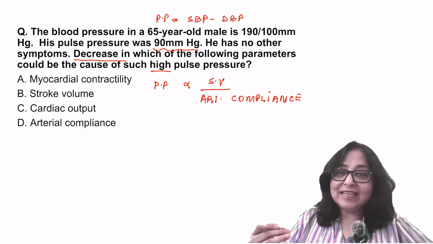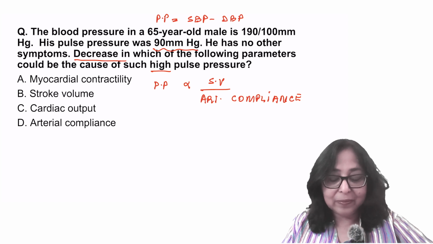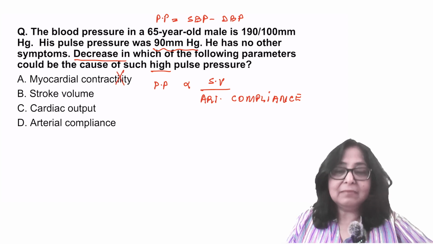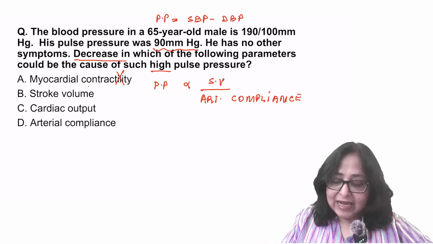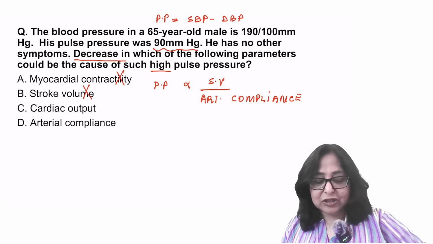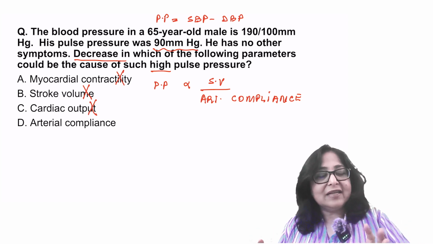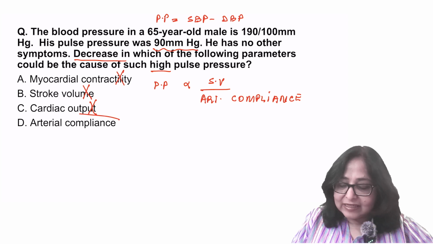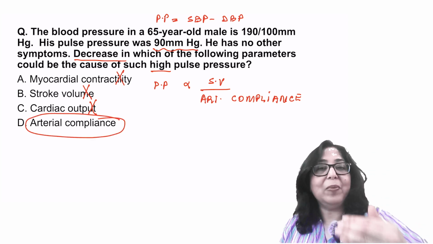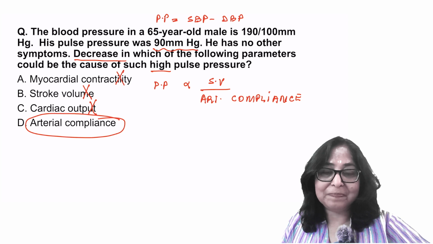Myocardial contractility is low, pulse pressure will be low. So this is not the answer. Less myocardial contractility, less stroke volume, less pulse pressure. Less stroke volume, less cardiac output, less pulse pressure. But less arterial compliance, more will be the pulse pressure.